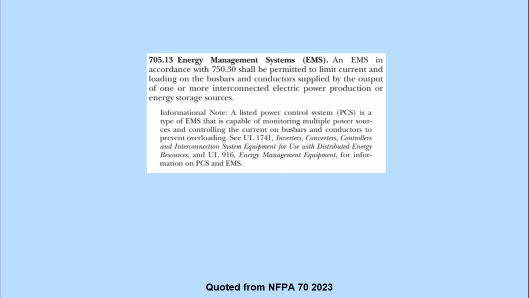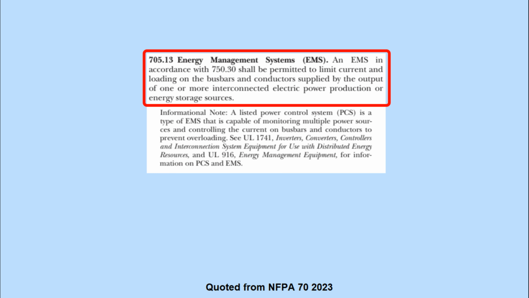Sorry, I'm jumping around a bit and I got this out of order. 705.13 Energy Management Systems, EMS. An EMS in accordance with 750.30 shall be permitted to limit current and loading on the busbars and conductors supplied by the output of one or more interconnected electric power production or energy storage sources.